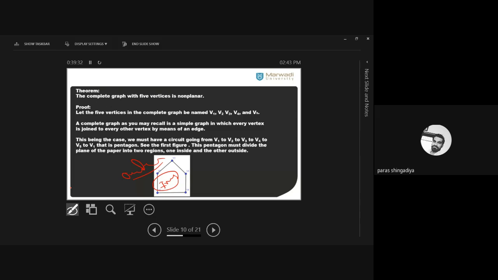Clear? Is it clear? Consider 5 vertices, make one cycle V1 to V1, which is a pentagon, and from this stage you will get 2 regions, one inside and the second outside. Okay, now the next step.